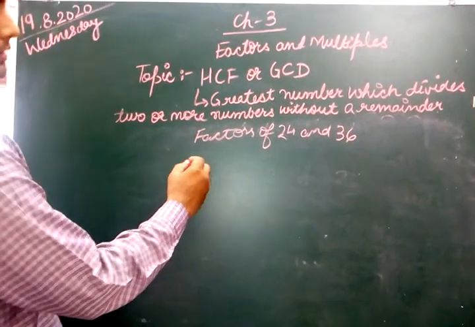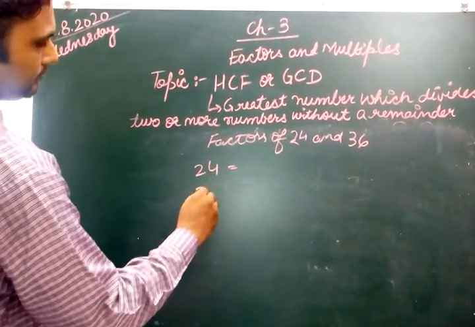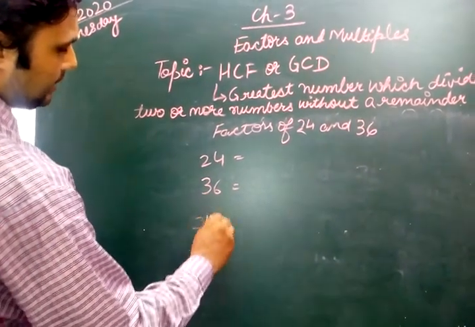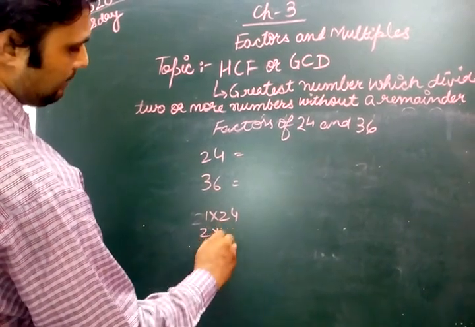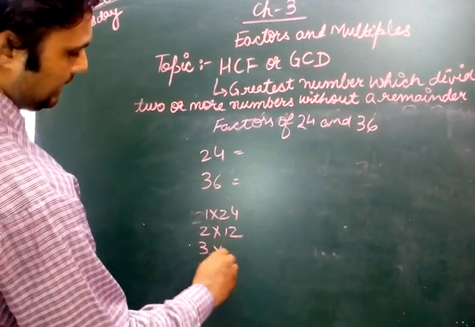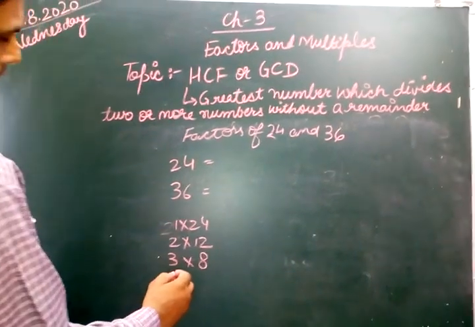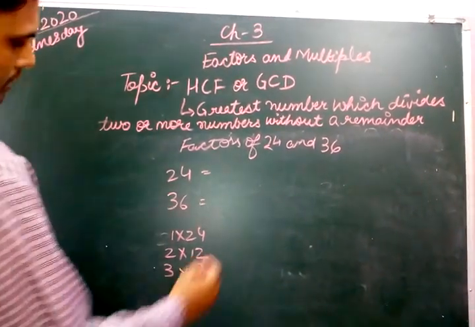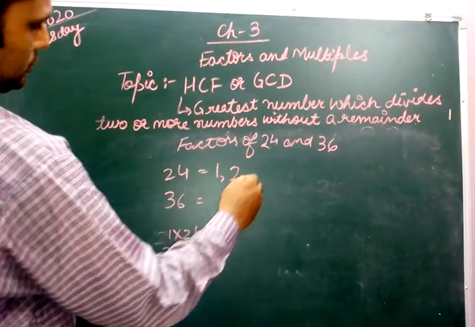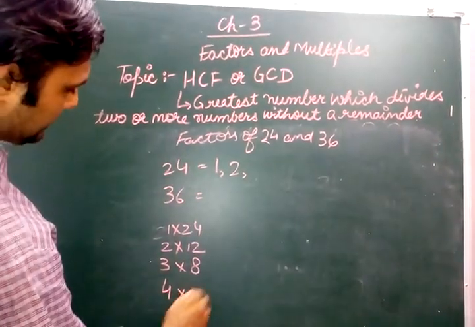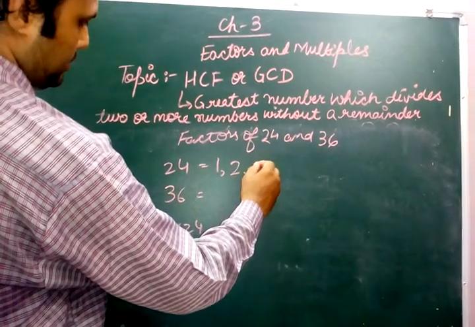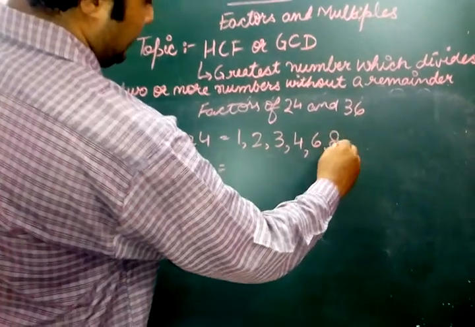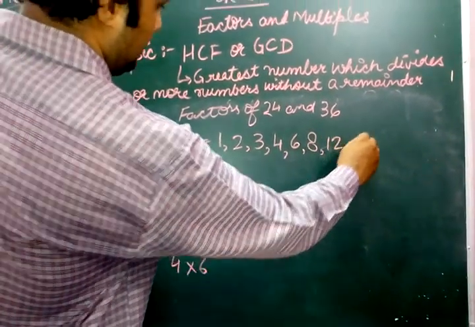First, we will discuss the factors of 24. 1 multiplied by 24, 2 multiplied by 12, 3 multiplied by 8, 4 multiplied by 6. So the factors are 1, 2, 3, 4, 6, 8, 12 and 24.